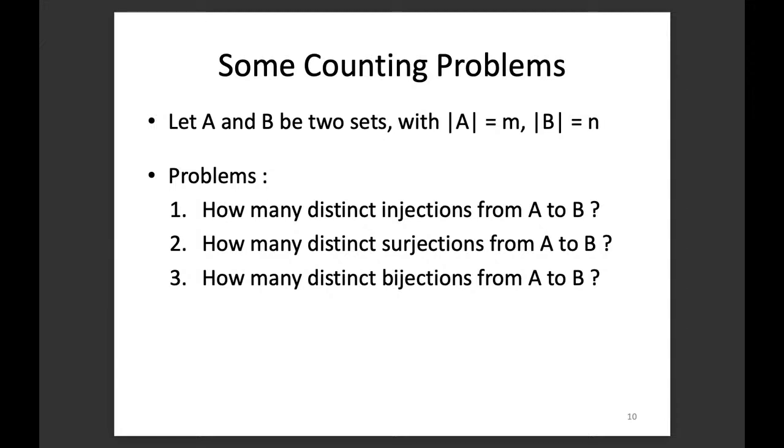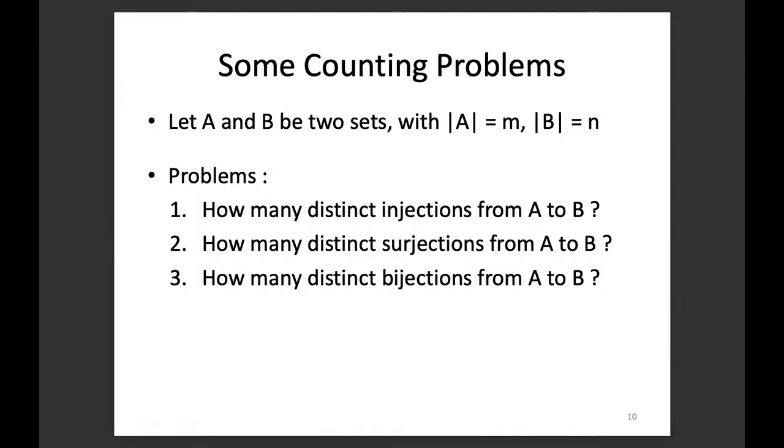So in that sense, the number of distinct injections will be given by the following function: n times n minus 1 times n minus 2, and so on. Altogether, there are m numbers multiplying together. So this is the number of injections. Now let's skip question 2 for now and look at the number of distinct bijections.